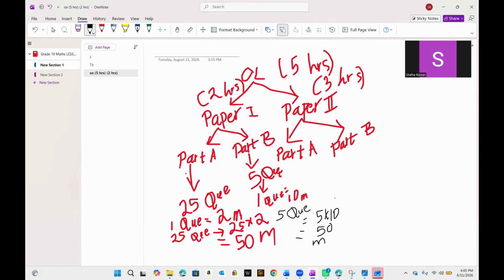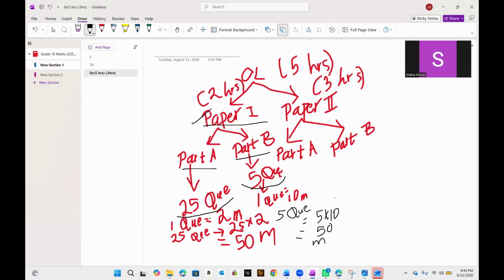And remember, in part A and part B of your paper 1, all the questions have to be done in the paper itself. You have to do all the questions in part A, which means all 25 questions. And when it comes to part B, you have to do all the 5 questions that are given.